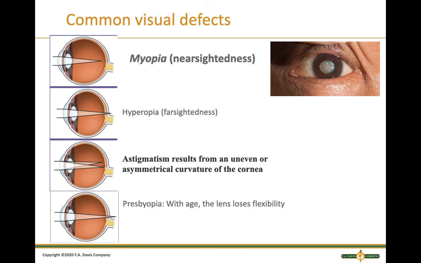Next one is presbyopia, so with age the lens loses flexibility and it gets harder to focus on things that are close up. That's why as you get older you have to hold papers farther away from your eyes to be able to focus on them.